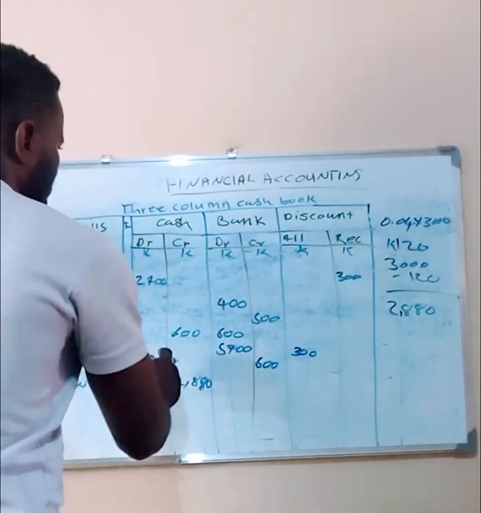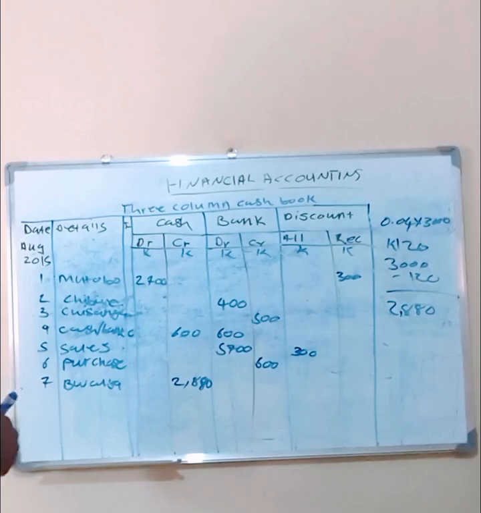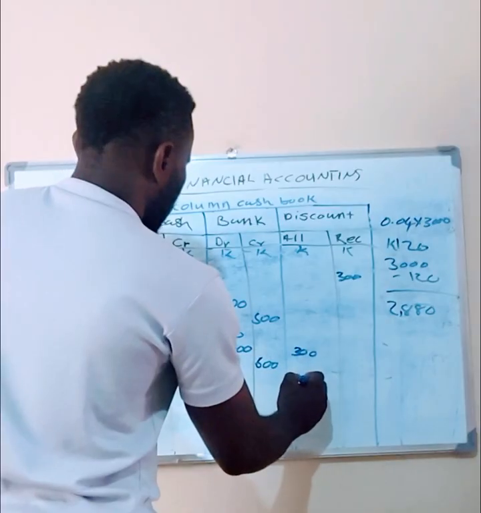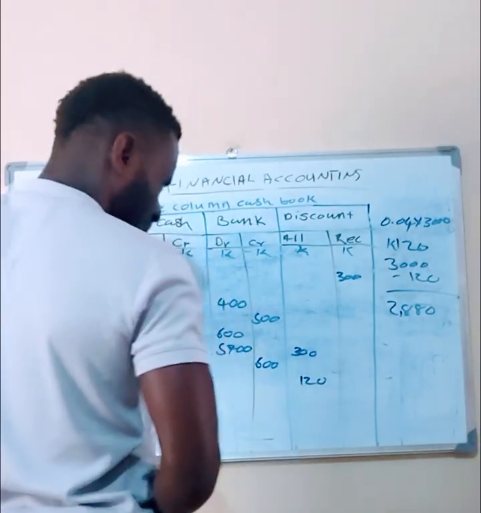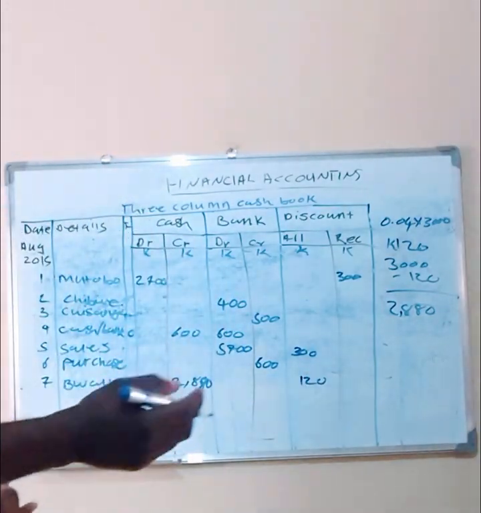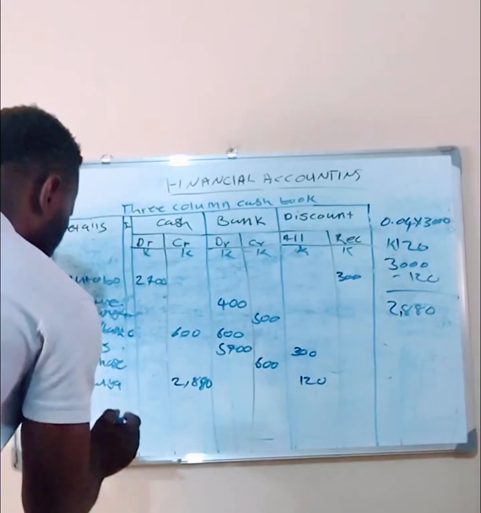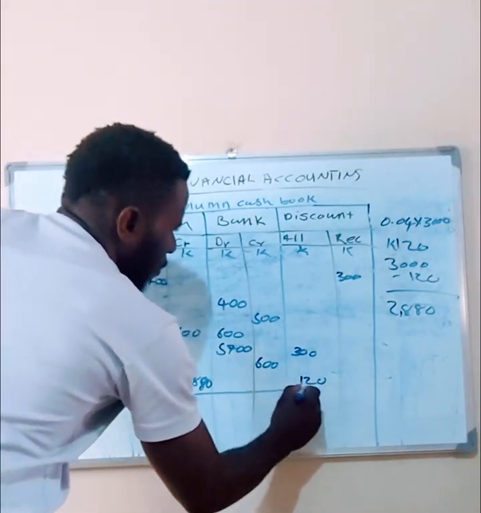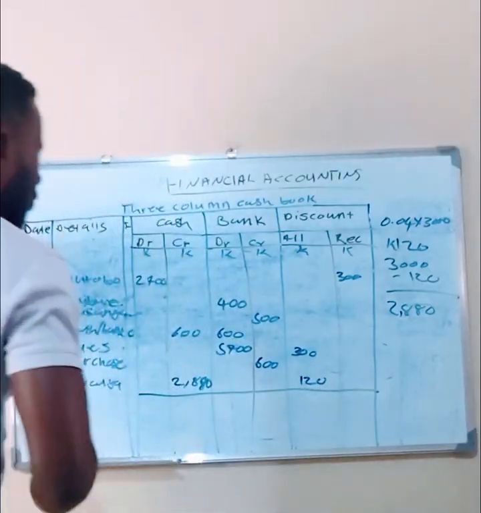2,880 is the amount that we paid. And then we were allowed a discount of how much? We allowed a discount of 120. So the usual, we are going to balance these things off. We are going to balance them off.